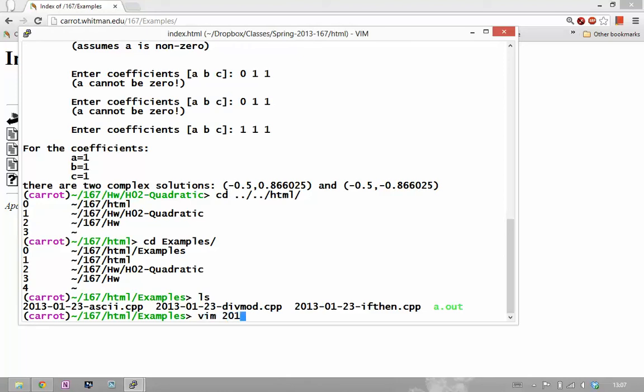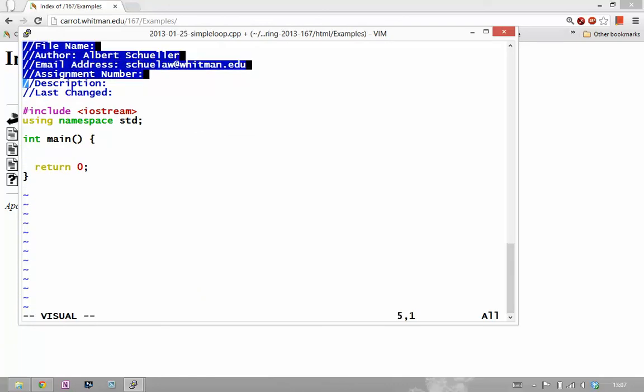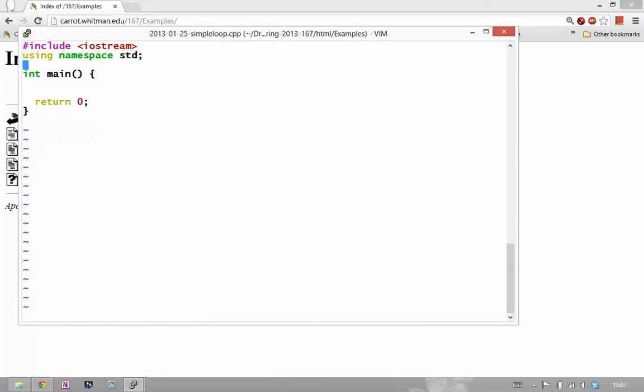Let's look at 2013-01-25 simple loop.cpp. What I'm going to do is really similar to what's going on in the program, but I don't want to write your program for you. So I'm going to do something that's similar. I'm going to repeatedly ask for an even number, which we kind of talked about last time, and I'm not going to stop asking until I get one.